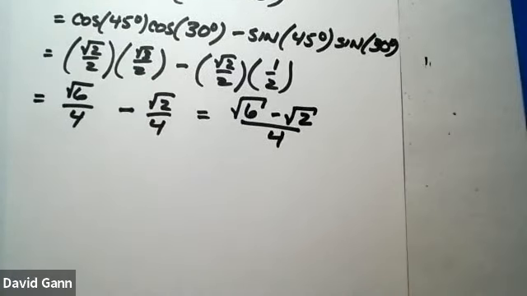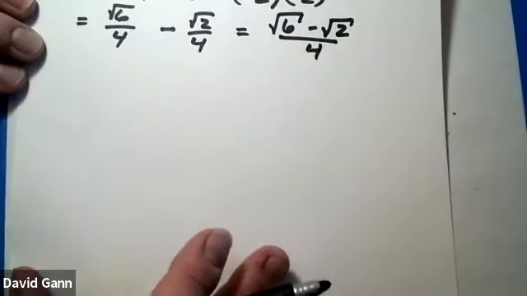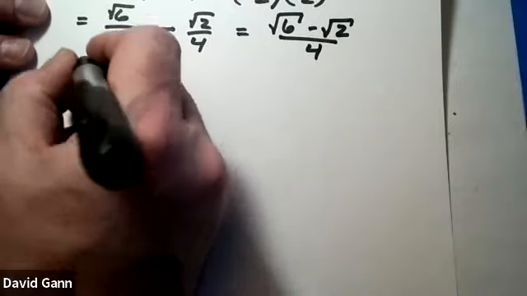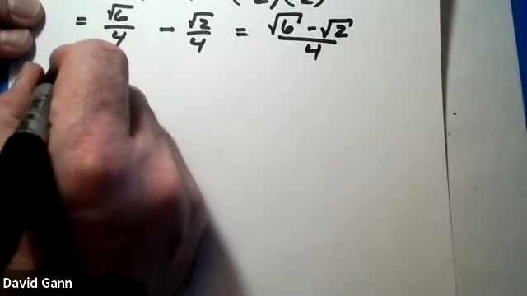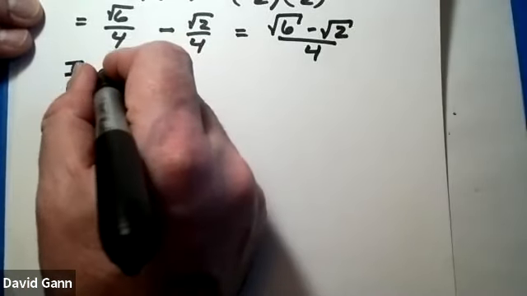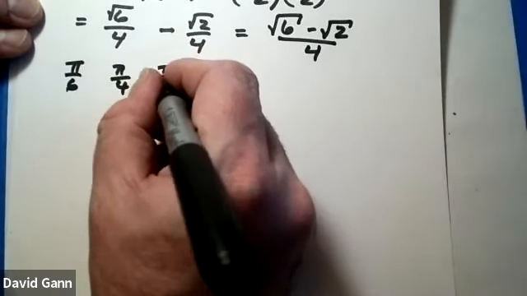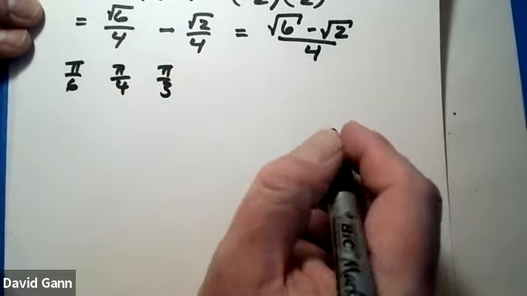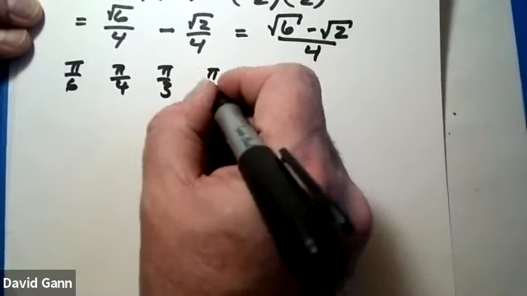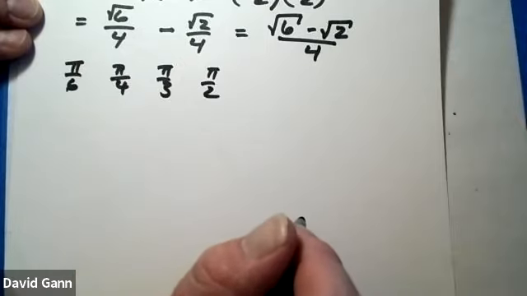Now, just an insight I've mentioned quite a while ago: when you're working with radians, for example, you have pi over 6, that's a 30 degree angle. Pi over 4, that's a 45. Pi over 3 is 60, and pi over 2 is 90. And so it's the denominators that clue you into what's going on.